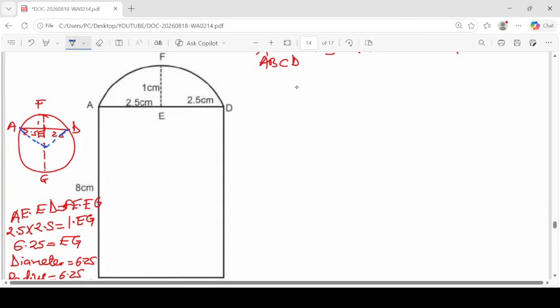I'll have a figure like this, such that this is 2.5, this is 90 degrees. But now remember, from A to the center is the radius, 3.125. I want to get this angle formed here. So my interest is to get this particular angle, the angle at the center.